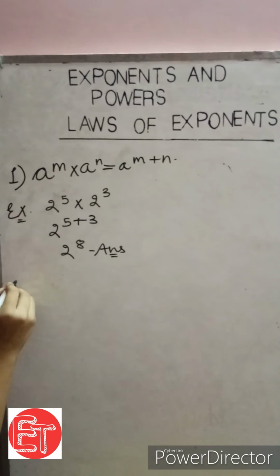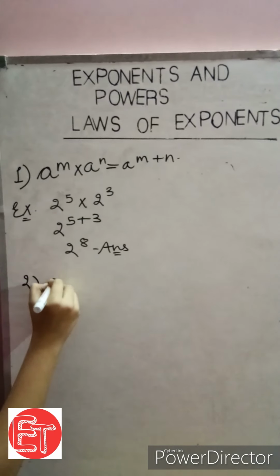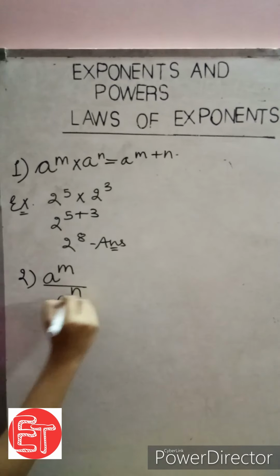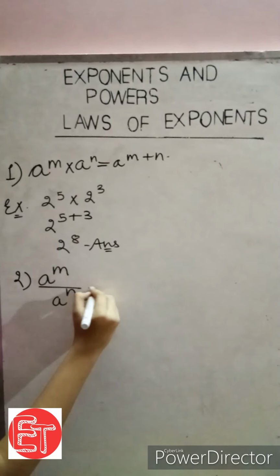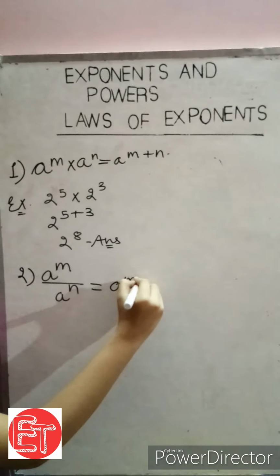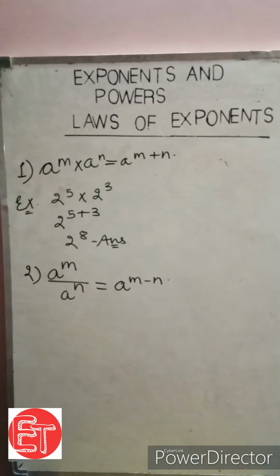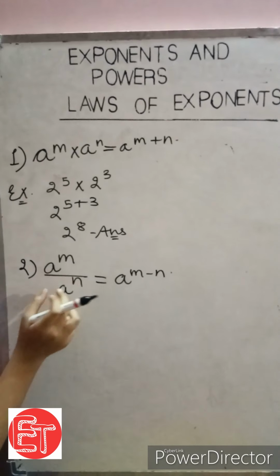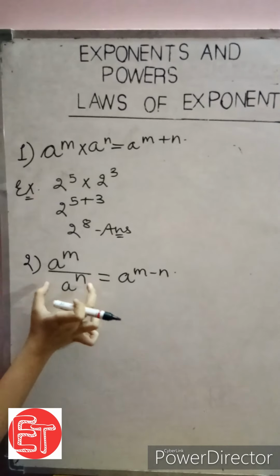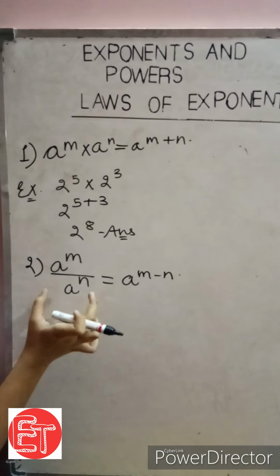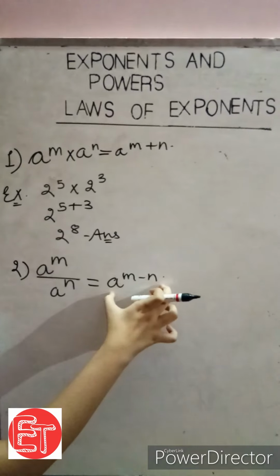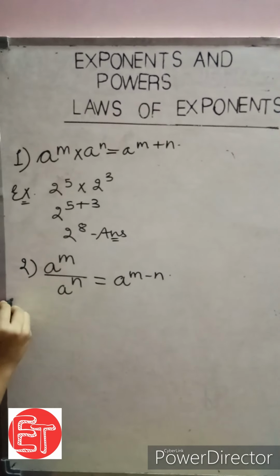So, guys, our second law is a raised to the power m upon a raised to the power n will give the result a raised to the power m minus n. It means when our bases are in divide form, they have to be divided. If they are in divide form, what we will do? We will separately just subtract the powers. Let's take an example now.